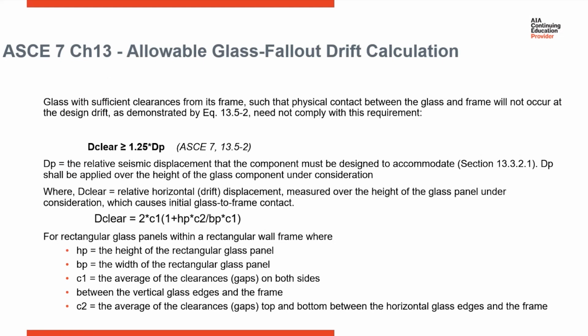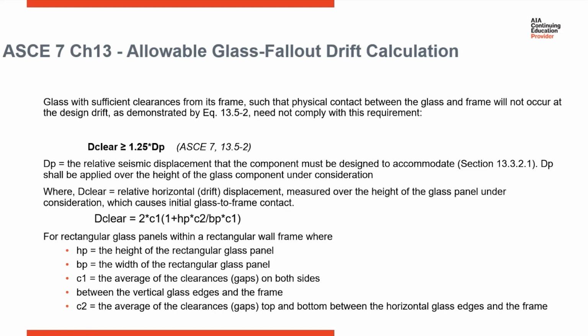However, if there's enough clearance between the glass and the framing components so that you don't have physical contact between the glass and frame at design drift, then glass doesn't need to comply with that equation. So you can use the D clear equation below to determine if your system can allow the glass to move around without coming into contact with the frame. So you're covered if you meet this D clear greater than 1.25 times your design displacement.